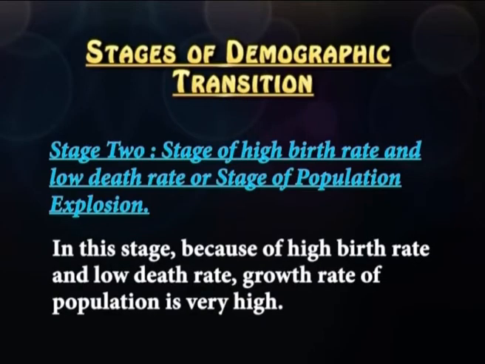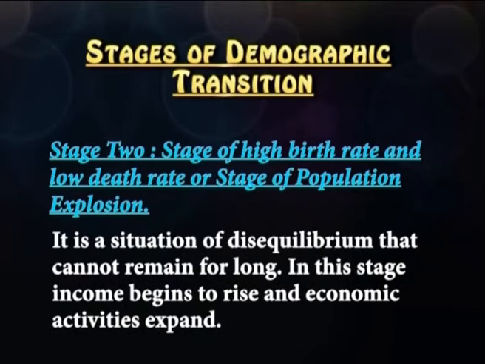In this stage, because of high birth rate and low death rate, the growth rate of population is very high. It is a situation of disequilibrium that cannot remain for long. In this stage, income begins to rise and economic activities expand on account of better health facilities and nourishing diet. The death rate falls rapidly. There is modernization of agriculture and expansion of trade, transport and industry.